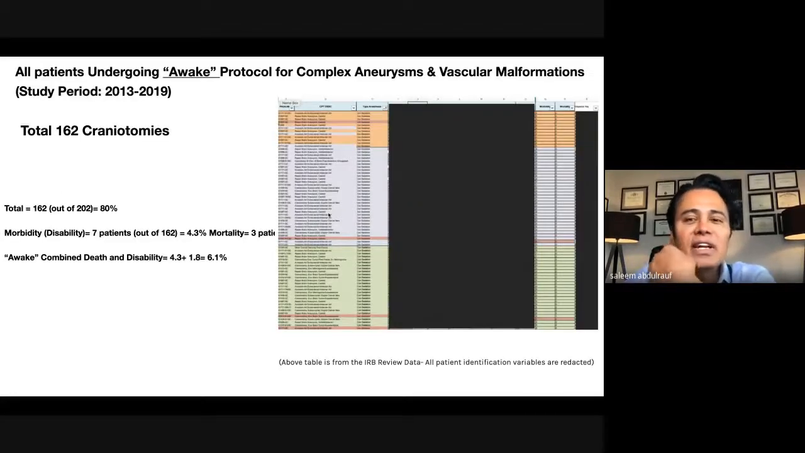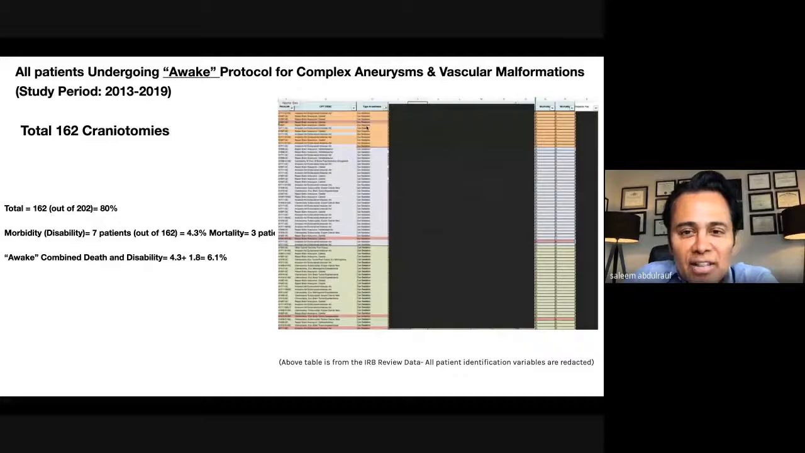So this was done from 2013 to 2019. A total of 202 surgeries on complex aneurysms and AVMs I did. Out of the 202, 162, or 80%, were done awake. The other 20% declined the option. This data was gathered by an independent board of 9 physicians, not from the Department of Neurosurgery.